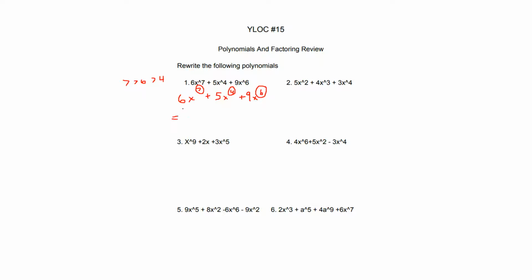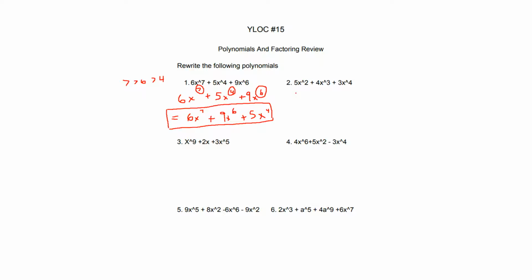So you put 6x to the power of 7 first. You put 9 times x to the power of 6 second. Then you put 5 times x to the power of 4 last. So that's how you do number 1.